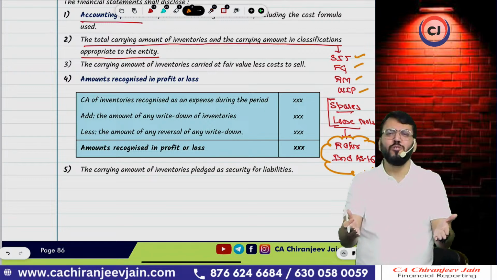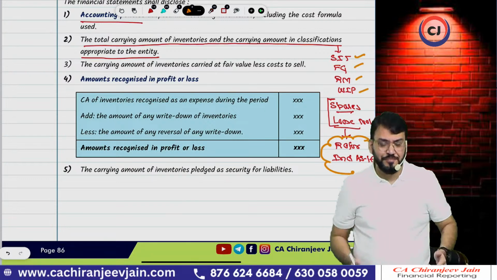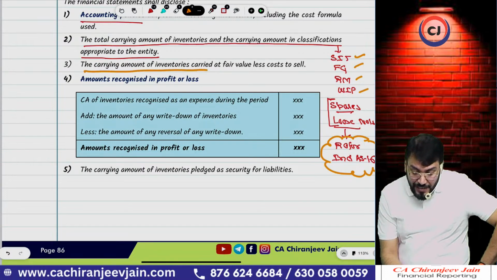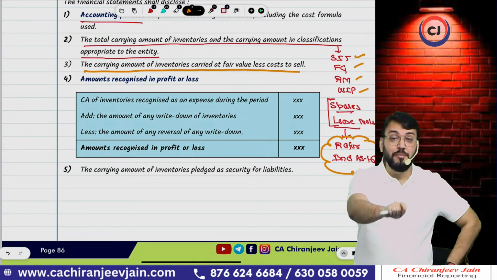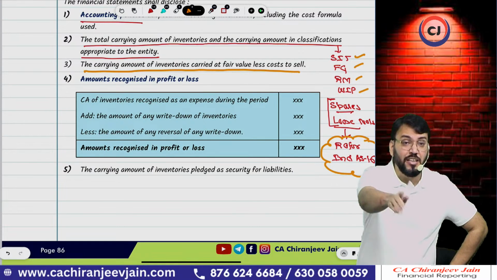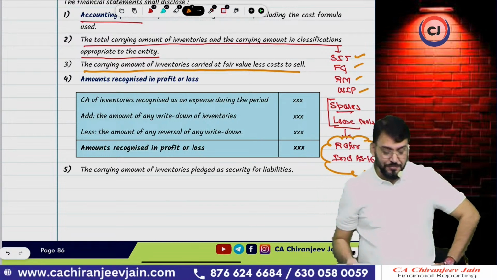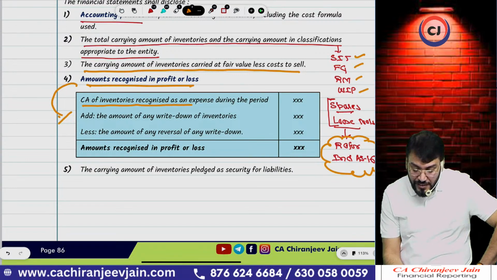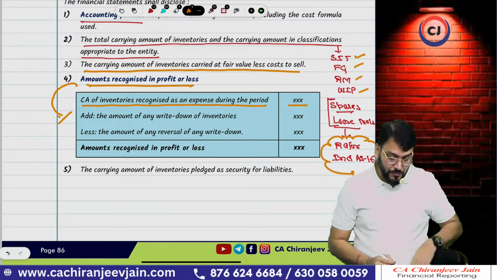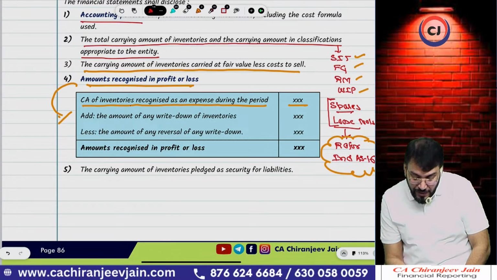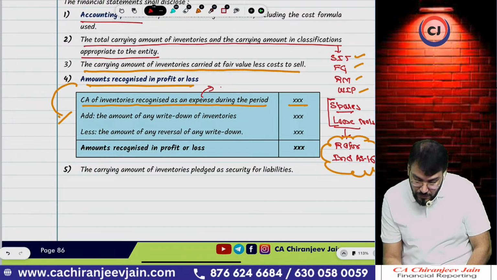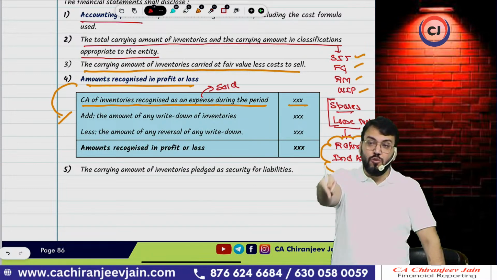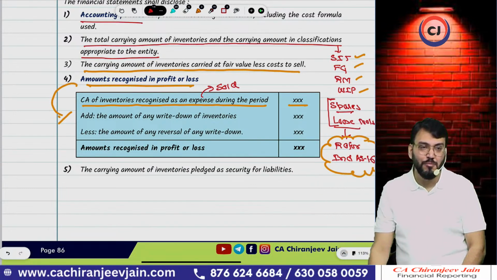Listed means any company that is following Ind AS perfectly. Then the carrying amount of inventory carried at fair value less cost to sell. Now we have understood there are some inventories which may be carried at fair value less cost to sell. Exception is there, so if that is the case, disclose that. Then the amount recognized in P&L. Now you will appreciate this: this is the carrying amount of inventory recognized as an expense during the period. When? When they are sold. So the carrying amount of inventory is recognized as an expense in the period in which it is sold. Yes or no?